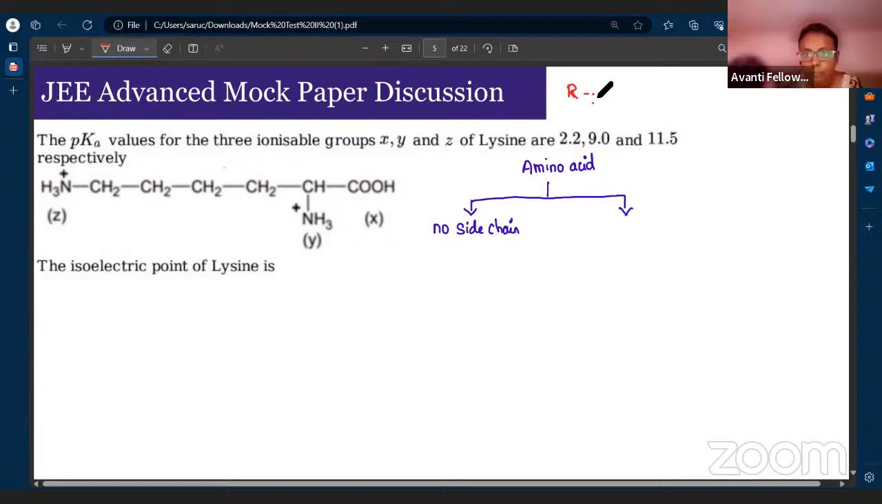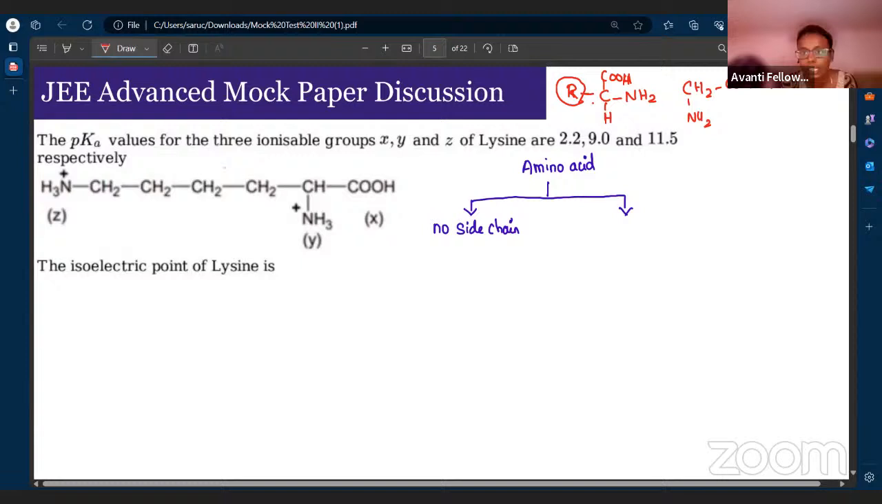Carbon, COOH, NH2, hydrogen. This is the amino acid. So if there is R, you have to check whether you have the R group or not. If there is no R group, then it will be NH2, CH2, COOH. What amino acid is it?